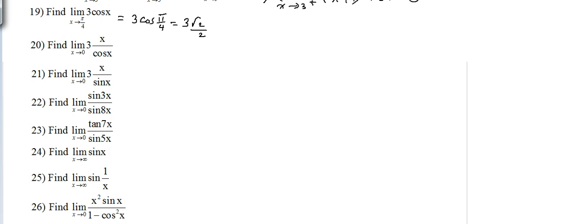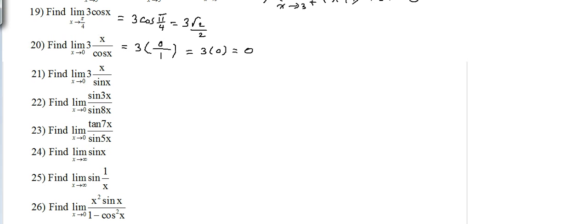Number 20, it's the limit of 3 times x over cosine x as x tends to 0. What if we substitute x with its value? It's 3 times 0 over cosine 0. Cosine 0 is 1. 0 divided by 1 is 0. So the final answer will be 0.